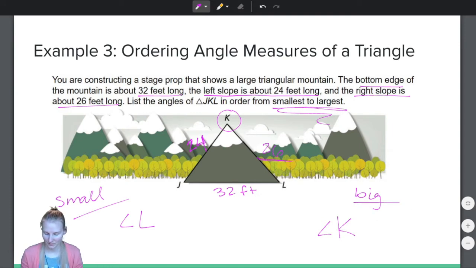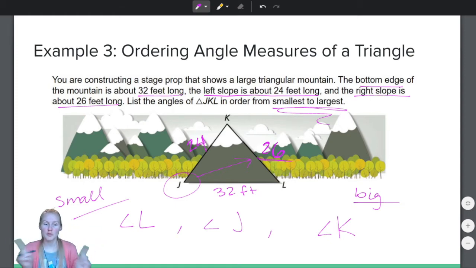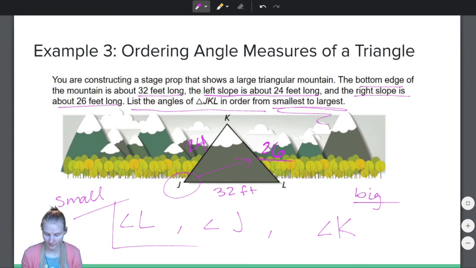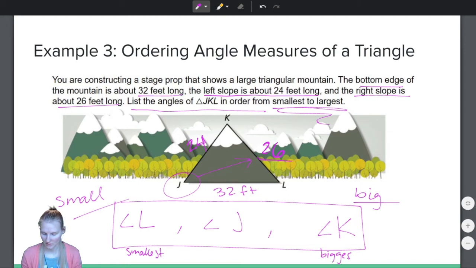All right, and notice that we have not talked about angle J yet. Angle J is the only angle that is not in this list. And the side opposite angle J is right in the middle. It's bigger than 24, but it's smaller than 32, which means that angle J is neither the smallest nor the biggest, it's right in the middle. So, if we wanted to list the angles in order from smallest to biggest, there you go. Angle L is the smallest, angle K is the biggest, and angle J is in between them.